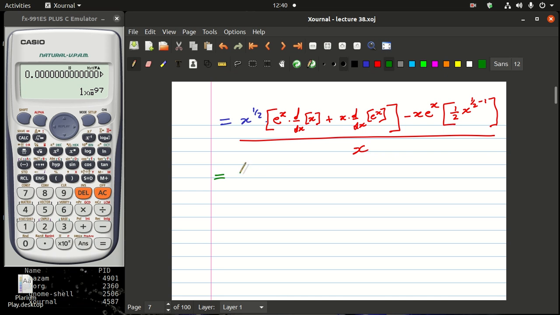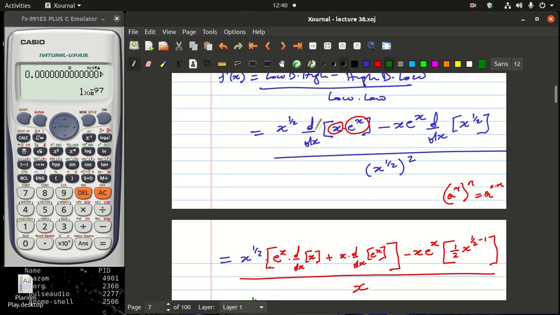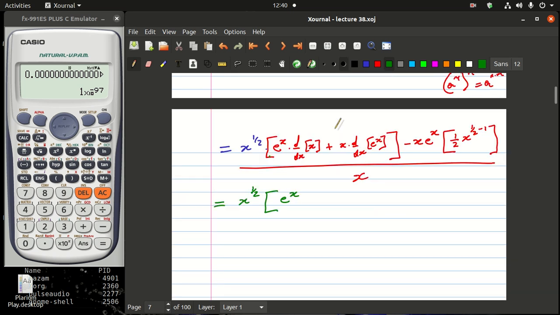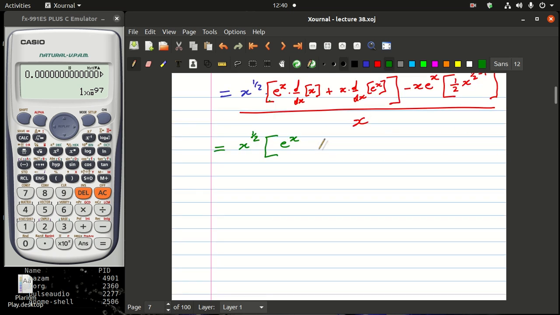So I still have x to the power 1 over 2, and then inside the brackets here, I'm still going to have e to the power x. Don't leave these brackets out because you'll end up making a mistake, because this whole thing is multiplying everything that was inside. So if you don't have these brackets, you'll end up losing some marks. As you can see here, this multiplied by that is why you needed the brackets.